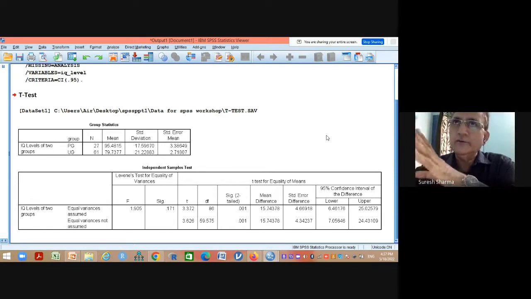This experiment he was doing just to save his money. So that his claim was not true and he has to hire people only from PG group. That was this entire exercise, comparing the two independent groups.